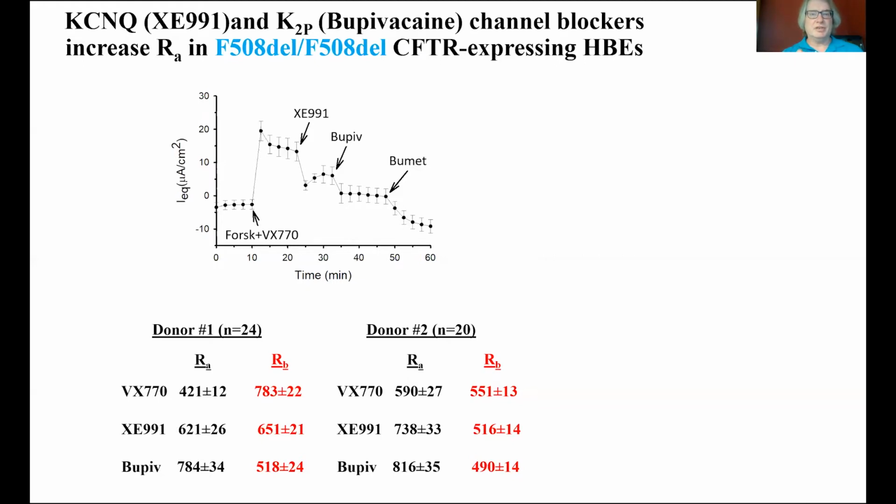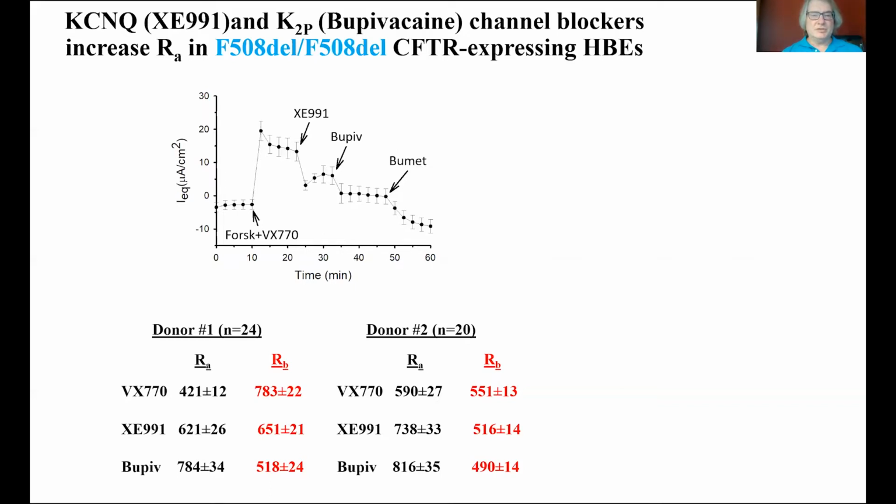But in sharp contrast to what we observed on the wild-type CFTR, in this case, you'll notice that the apical membrane resistance in both donor 1 and donor number 2 actually increased. So the resistance in donor number 1 went from 420 ohm centimeters squared, it increased by 200 ohm centimeters squared following block of the KCNQ channels, and increased by an additional 160 ohm centimeters squared following block of the K2P channels. In donor number 2, we saw similar effects where the combined increase in resistance was approximately 225 ohm centimeters squared on the apical membrane.